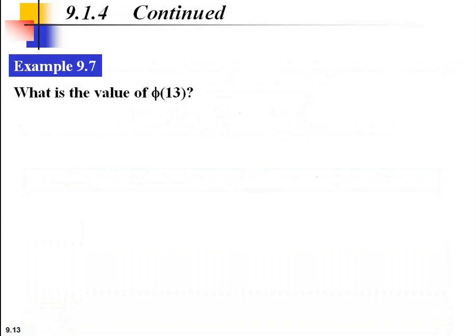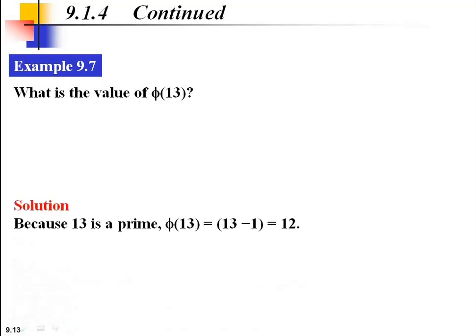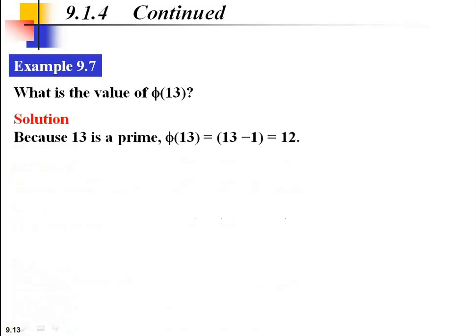Let us take some examples. The first example is, what is the value of phi of 13? It means that we need to find all the numbers less than 13 which are relatively prime to 13. Since 13 is itself a prime number, we can apply rule number 2, and we can easily say that phi of 13 is 13 minus 1, that is equal to 12.